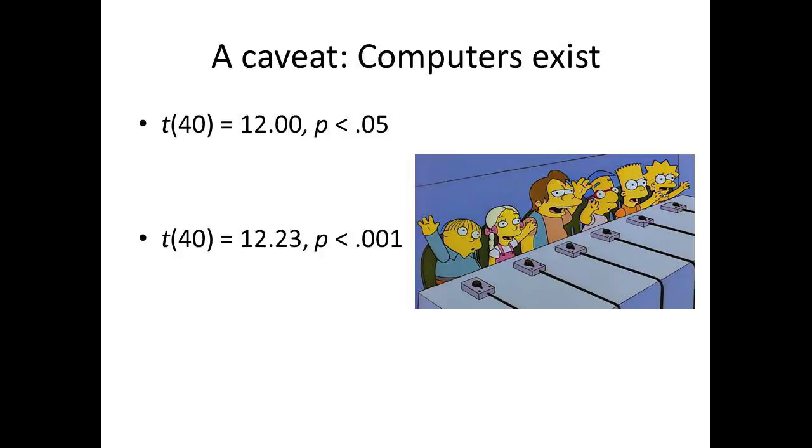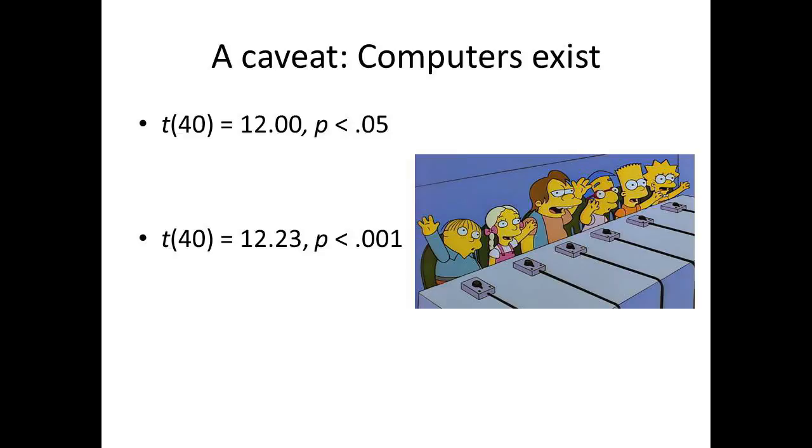Now, just a quick pause here to talk about something important. Computers are real, which means that in reality, looking up a critical t on a t-table is, not to put too fine a point on it, a waste of time. Computers now automatically just spit out the probability alongside the t-value. And because they don't have to worry about conserving space, they can give us the exact probability.